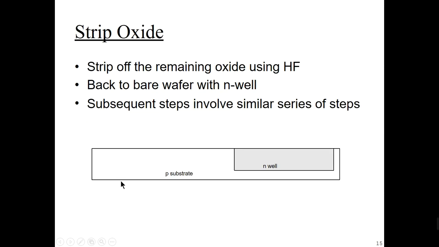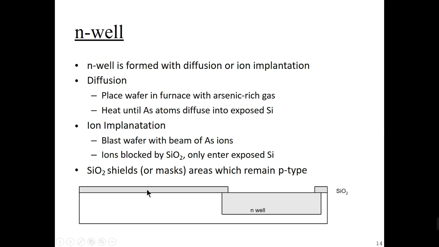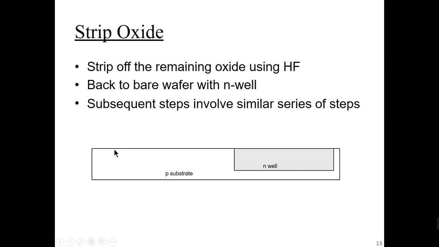After that, strip oxide. Strip oxide means that some oxide layer remains on the entire surface of the substrate, and I want to remove it using this step. Observe here, there is no oxide layer left, because it is removed using hydrofluoric acid. That is about stripping off the remaining oxide using hydrofluoric acid.